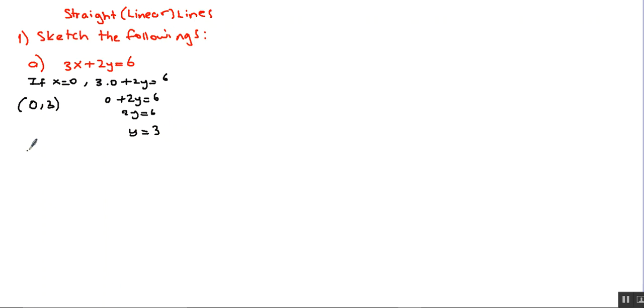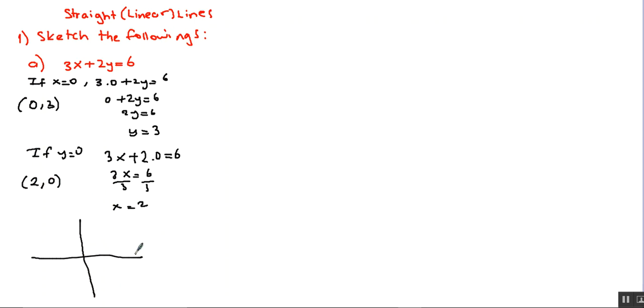And the second point is, if y is equal to 0, then instead of y in the equation, we will substitute 0. 3x plus 2 times 0 is equal to 6. 3x is equal to 6 divided by 3. Then x is equal to 2. So what is our point? X is equal to 2 and y is equal to 0.